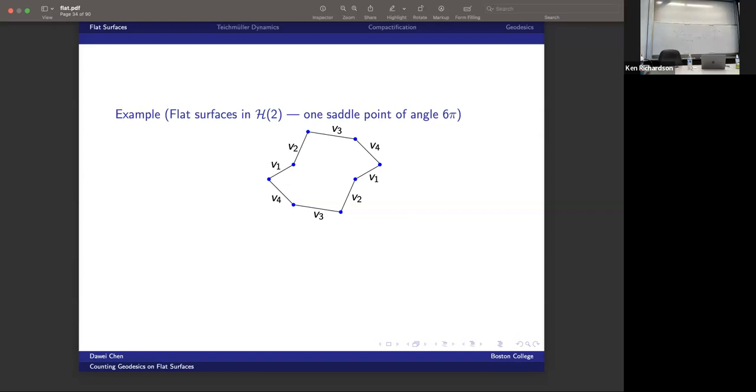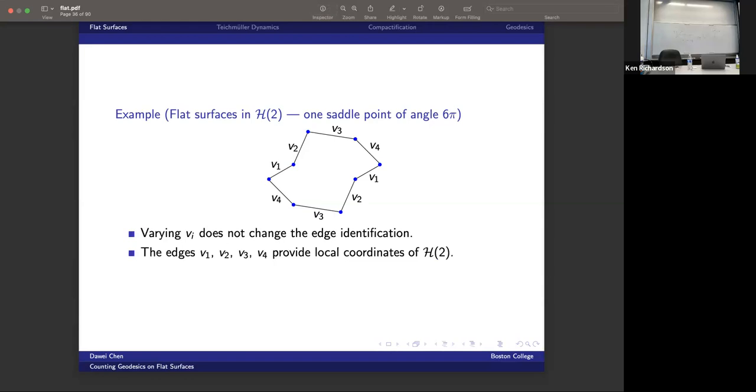Then omega in this picture is literally represented by dz, because my polygon lies in the complex plane. If I integrate dz over a path in this picture, like v_i, I just get the complex vector v_i after translation. In other words, in this case the period coordinates correspond to v1, v2, v3, v4 as vectors in the complex plane, in the Euclidean plane.